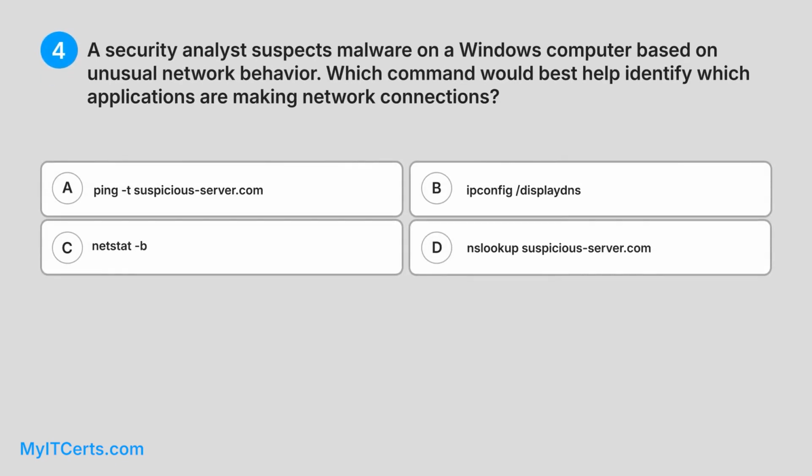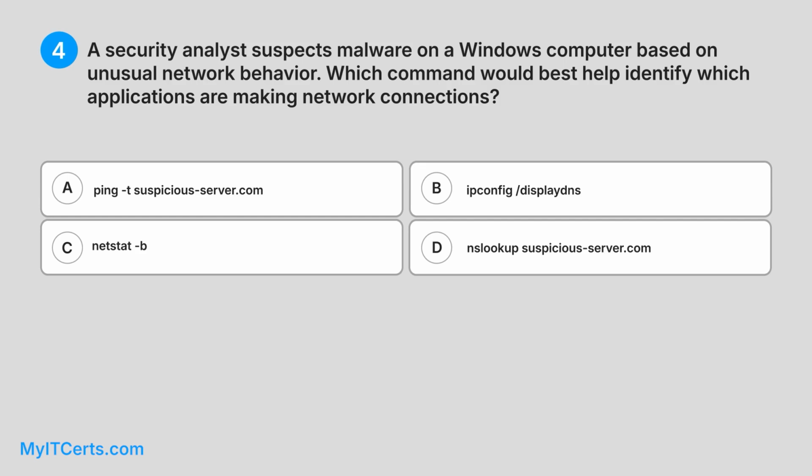4. A security analyst suspects malware on a Windows computer based on unusual network behavior. Which command would best help identify which applications are making network connections? A. ping suspicious-server.com. B. ipconfig /displaydns. C. netstat -b. D. nslookup suspicious-server.com.